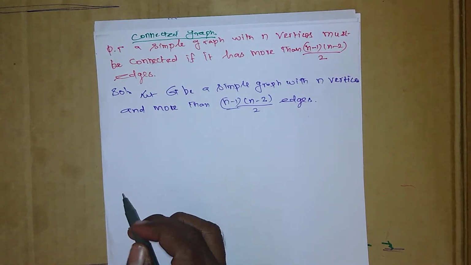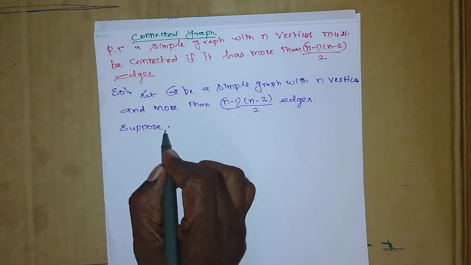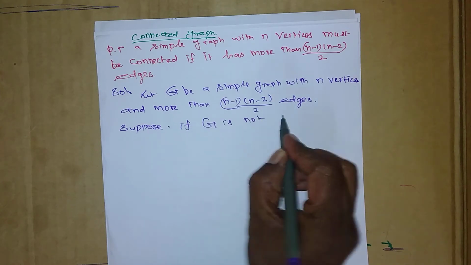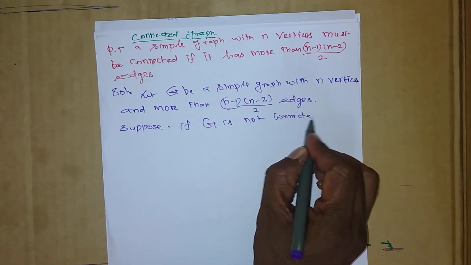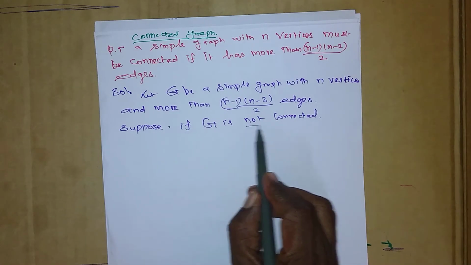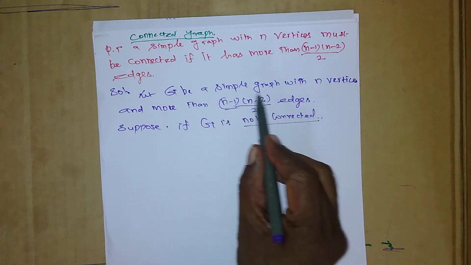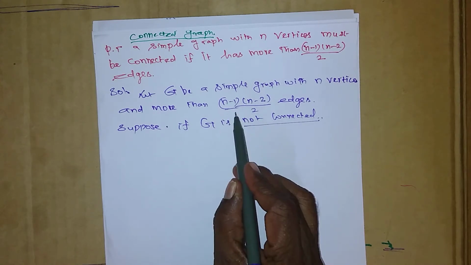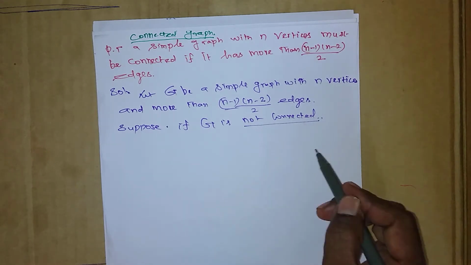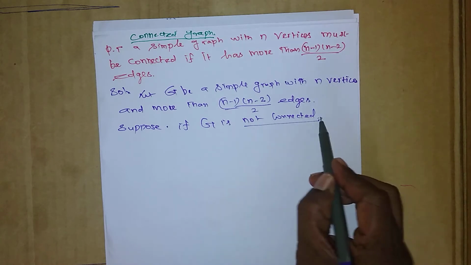It must be connected. Suppose G is not connected; we are using the contradiction method. Suppose G is not connected, what happens? We must reach (n minus 1)(n minus 2)/2. If we do not get (n minus 1)(n minus 2)/2, it is connected. Therefore, in the contradictory way, we are going to prove that.